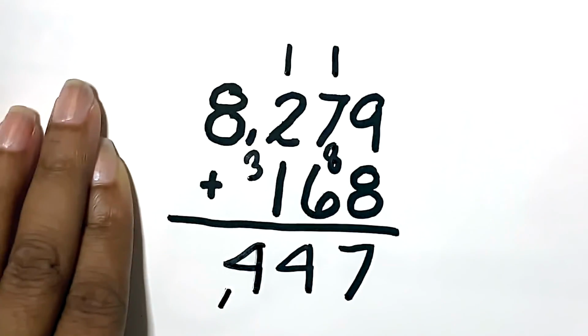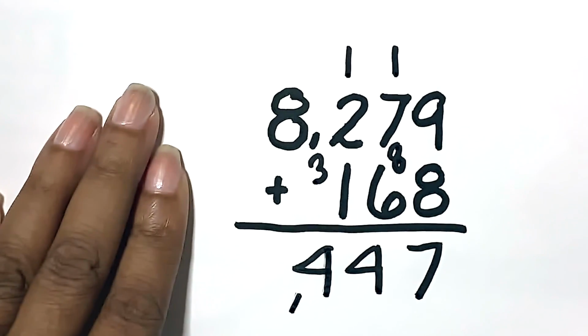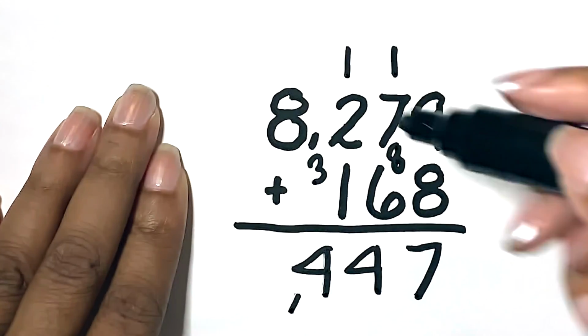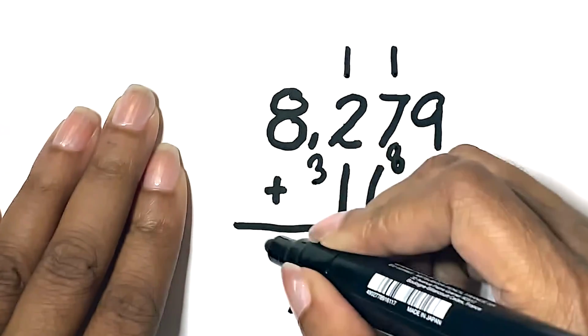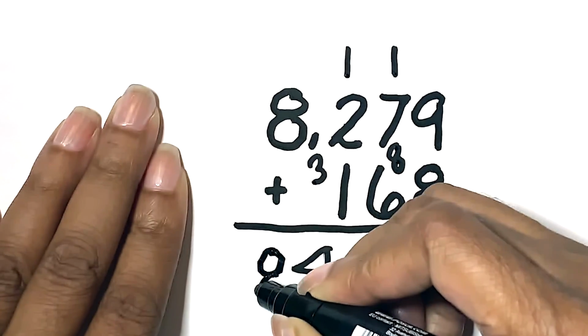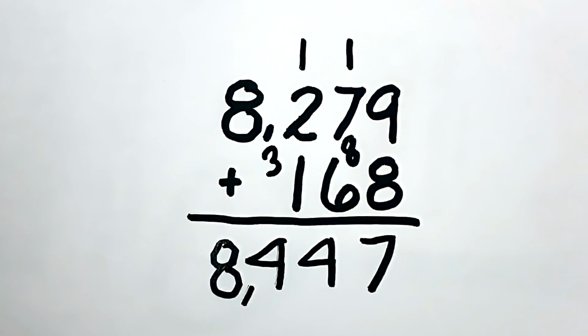And we're going to put a comma because the answer is definitely going to be in the thousands. Okay. Now, since there's no number under number 8, we're just going to bring the number 8 down here. Alrighty. So, 8,279 plus 168 equals 8,447, which is an odd number.